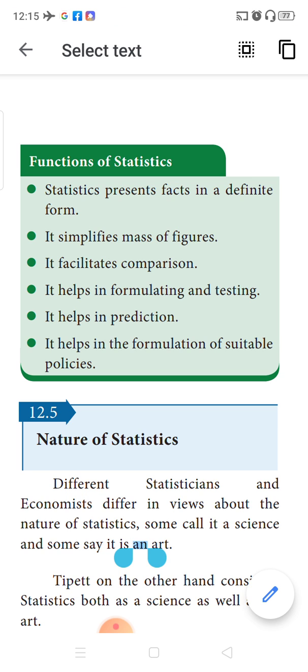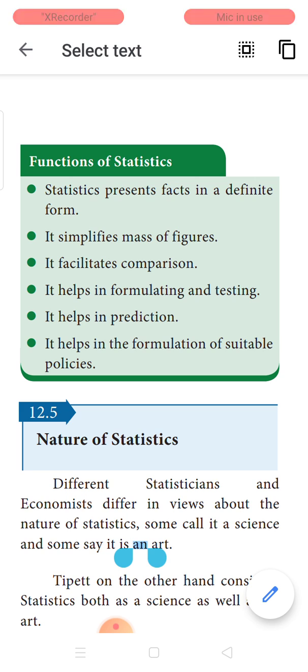So, it simplifies mass of figures. Mass means a huge number of figures are simplified and given in one table form. Next is, it facilitates comparison. I told you, it helps in comparison of data from the previous month to this month, or from this month to the next month, or between the states or between the districts. We are able to compare the information. Next is, it helps in formulating and testing. See, based on the statistics, we are able to make some tests and we are able to formulate policies also. Only because of the statistical information, the world has thought about finding a solution for corona.